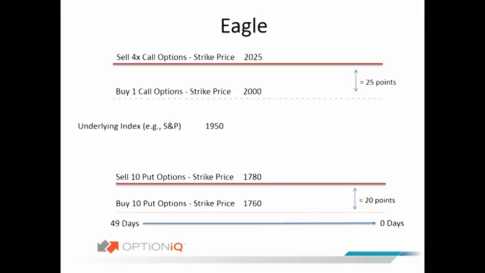As far as the options that we buy to protect us, on the eagle, we're buying 1 call option for every 4 call options that we sell.